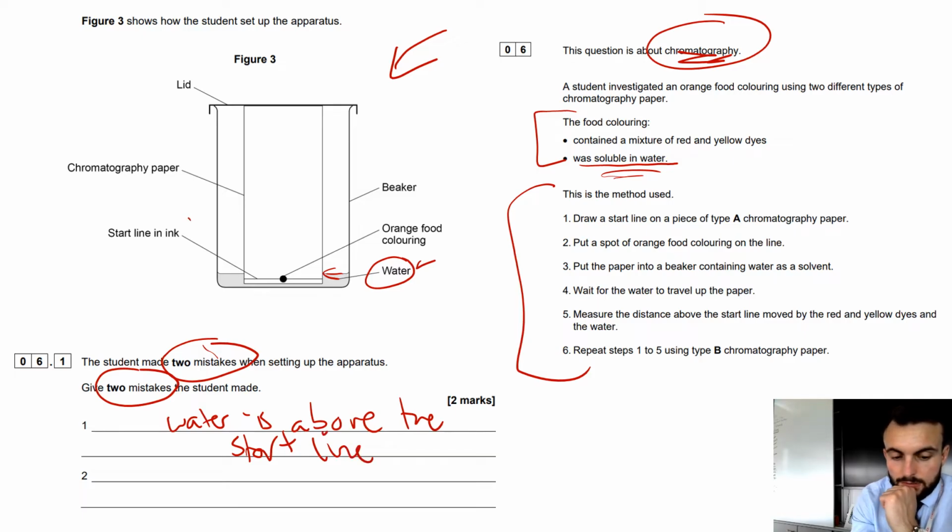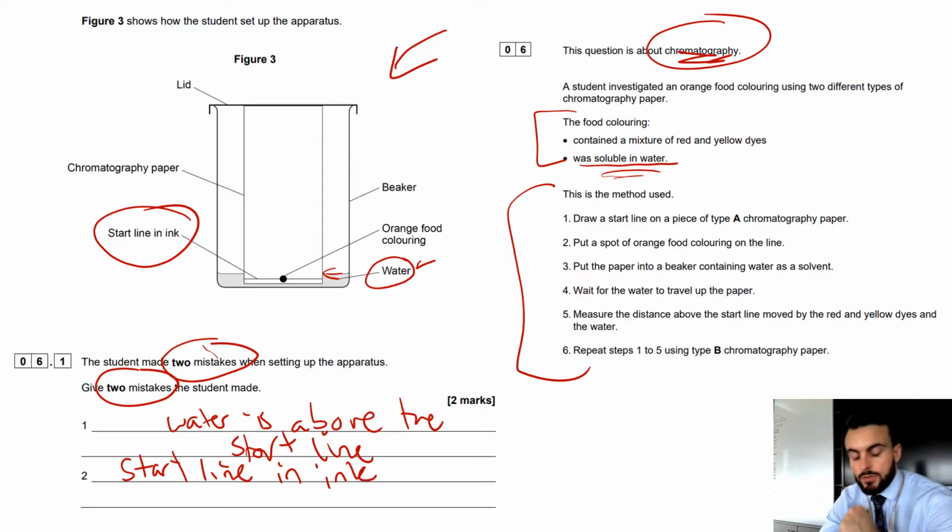Second, the start line should be in pencil, however it is in ink, so that is our mistake. This one doesn't even ask you, because you sometimes get 4 marks where it says what's the mistake, what's the problem caused, or what are they supposed to have done instead. But for this one you just get 2 marks for spotting the 2 mistakes.